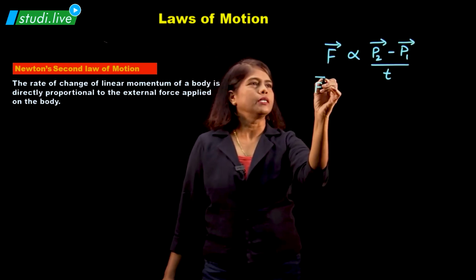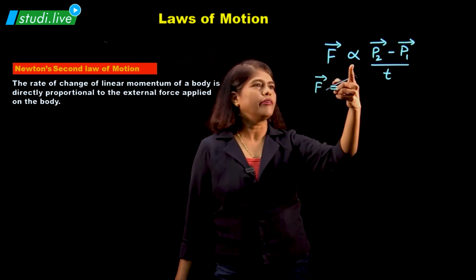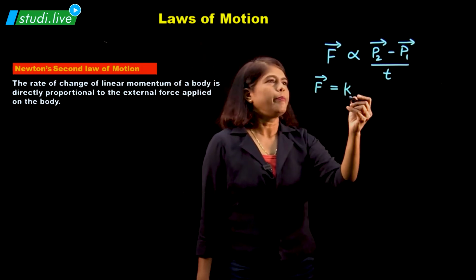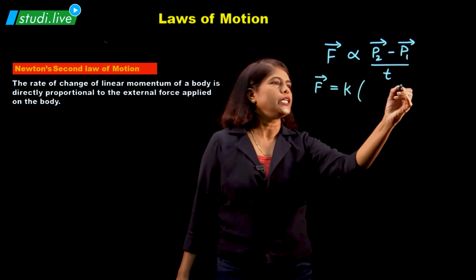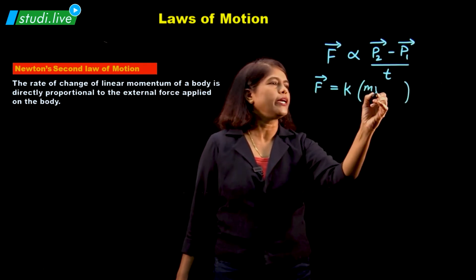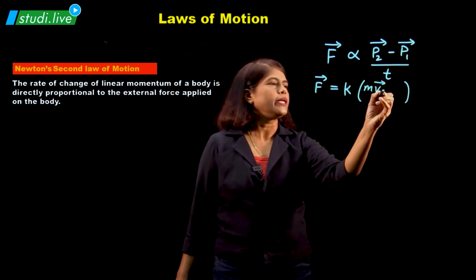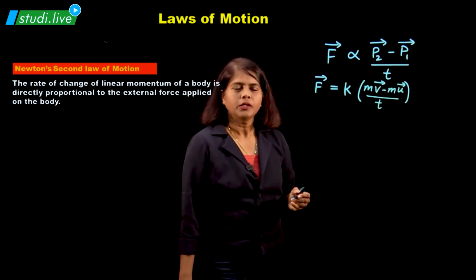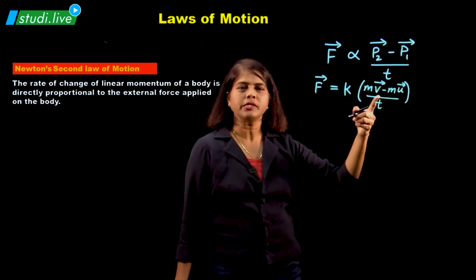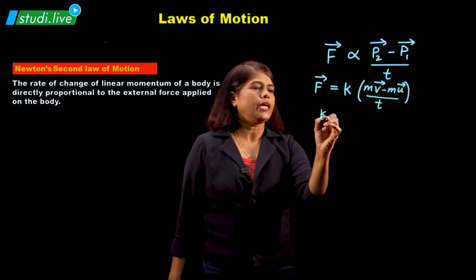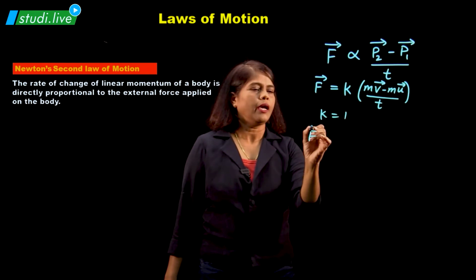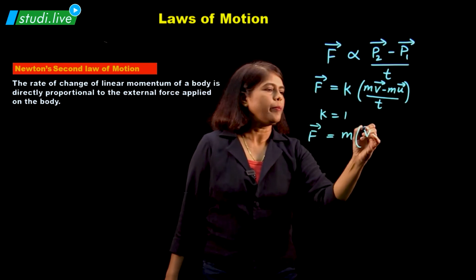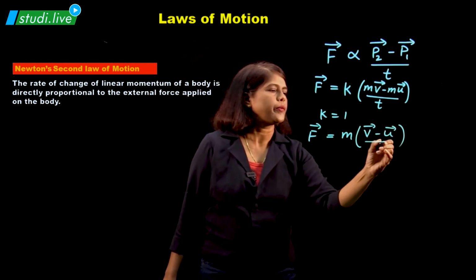So F vector is equal to, if you want to remove this proportional sign, you should have a constant, that is K. The momentum formula is mass into velocity, that is mass into final velocity minus mass into initial velocity upon t. V represents the final velocity, U is the initial velocity. If K is 1, I can write F is equal to, M can be common here, so it will be M (V minus U) upon T.